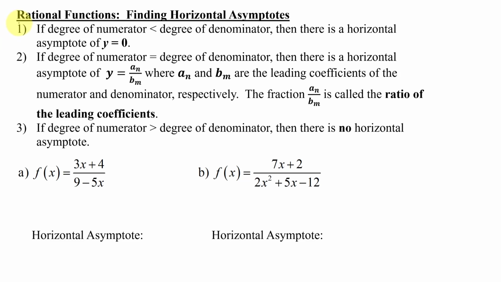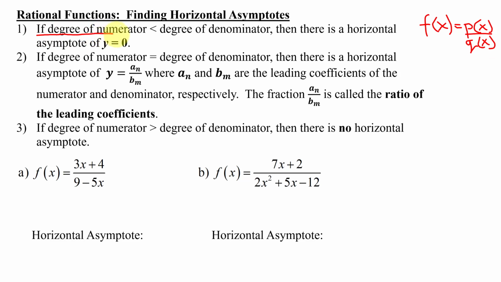In this video, I'm going to be talking about rational functions, specifically finding their horizontal asymptotes. Now remember, a rational function f of x can be written as a polynomial p of x divided by a polynomial q of x. And the existence of horizontal asymptotes depends on the degree of the polynomial in the numerator and the degree of the polynomial in the denominator.